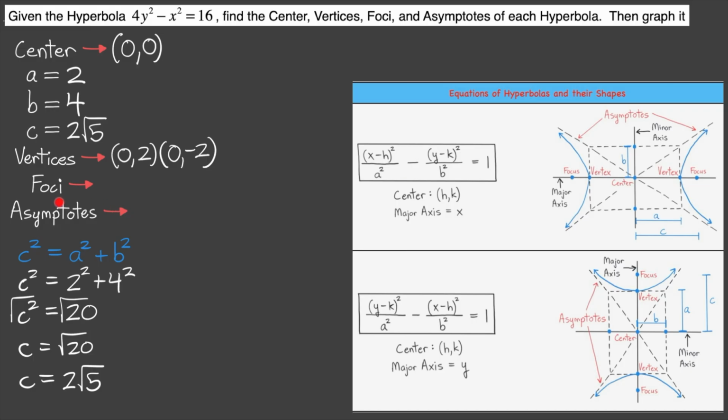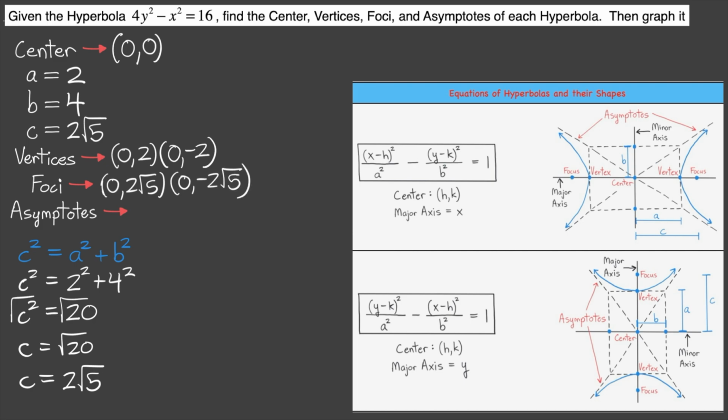Okay, next, foci. So we're going to add and subtract c to, again, the y value of the center because the y-axis is the major axis. So we're going up and down from the center. And then we'll have (0, 2 root 5), and then (0, minus 2 root 5).